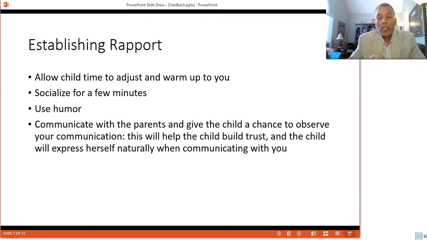In terms of children, you should give them a few minutes to adjust to the new place, to the new people, and talk with the parent or the caregiver for a few minutes and let the child see how the parent communicates with you. By observing the comfort level of their parents, they are going to warm up to you, and in a few minutes they will be ready to engage with you.